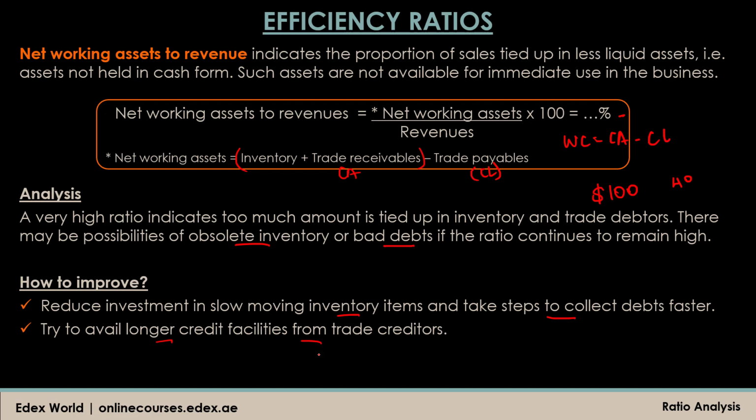Because if creditors are allowing you a higher credit period, you will pay them later, and then you can use that fund or use that money for other operations of the business or day-to-day working operation expenses of the business. So that way also the net working assets to revenue can be improved.